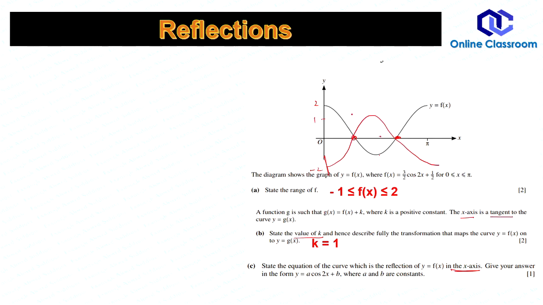The examiner is asking about the equation, and we have learned in the last slide, when you reflect in the x-axis, you put a negative sign before the function. So the function was 3/2 cos 2x plus 1/2. If I put a negative sign here, I get minus 3/2 cos 2x minus 1/2. That's it. This way you get 1 mark and you get the values of a and b. Hopefully the idea is clear.